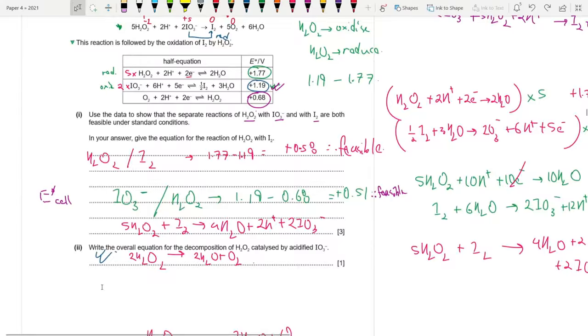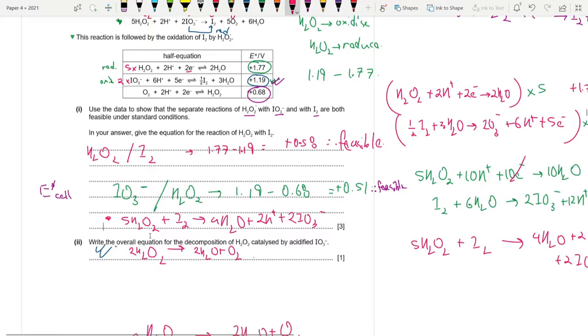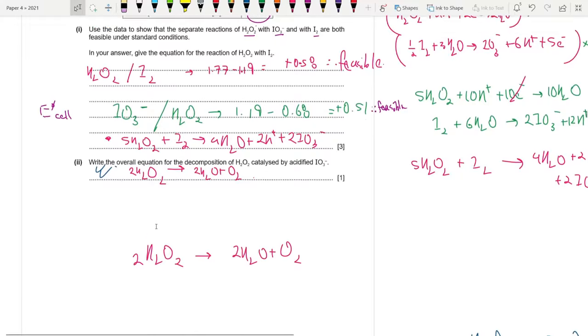In your answer, give the equation for the reaction with hydrogen peroxide with iodine. I have given that over here. Okay, with the balancing, I've shown the balancing on the right. Pretty complicated, yeah? 5H2O2 plus I2 is equal to 4H2O plus 2IO3 minus (iodate) plus 2H plus. That's it. Now, write the overall equation for the decomposition of H2O2 catalyzed by acidified IO3 minus.